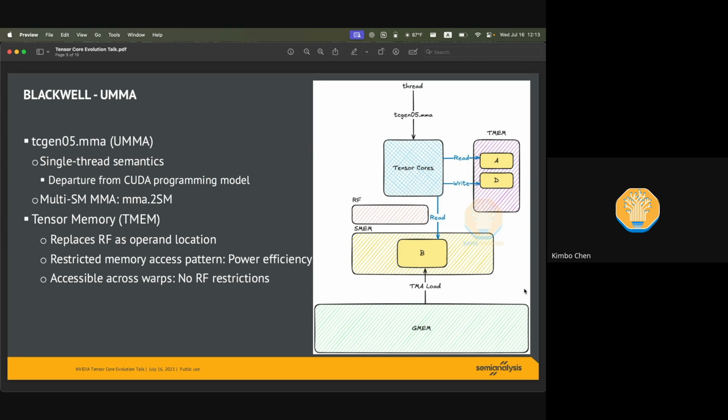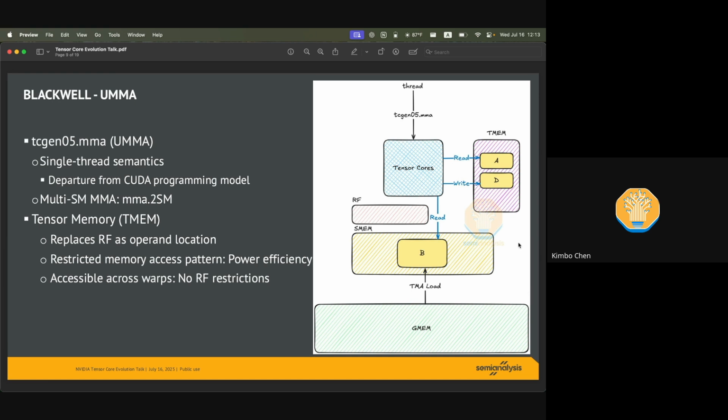perform one single MMA. So before Blackwell, each tensor core exists on one SM, and you launch an MMA within the SM. But now you could expand across SMs to perform even larger matrix multiplication.